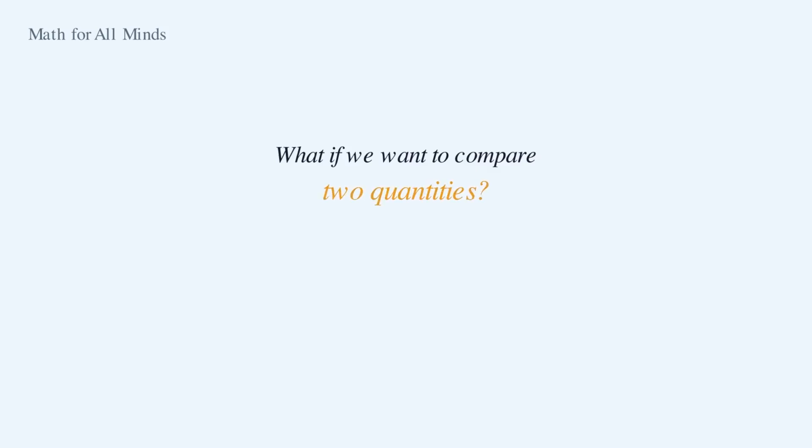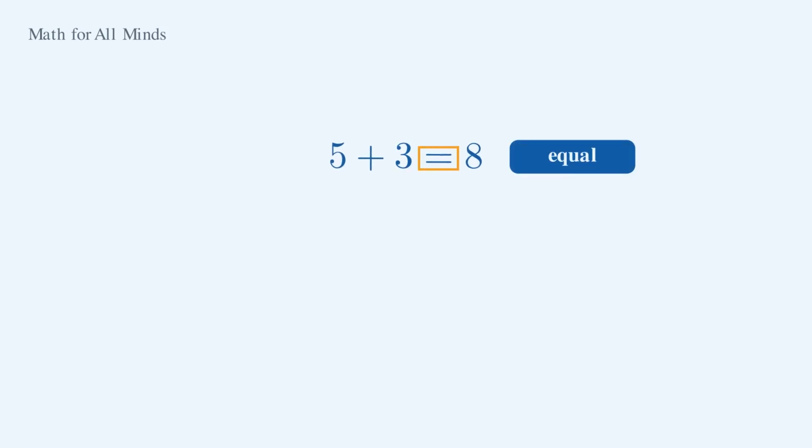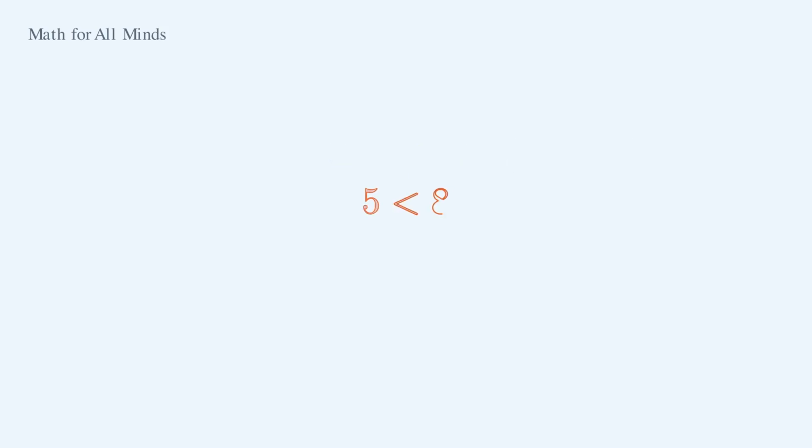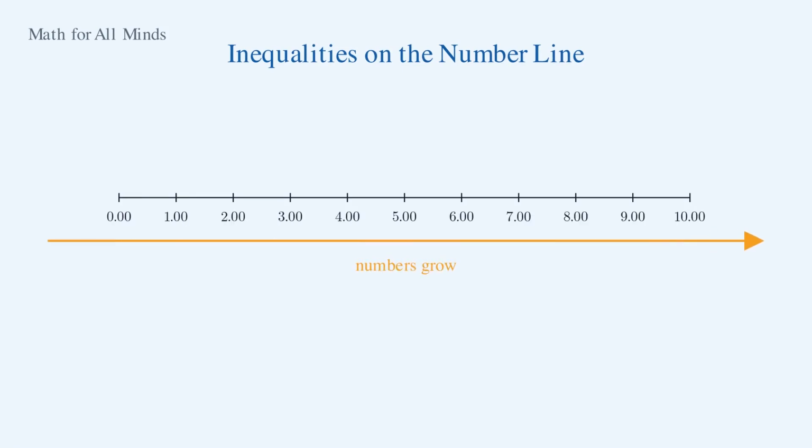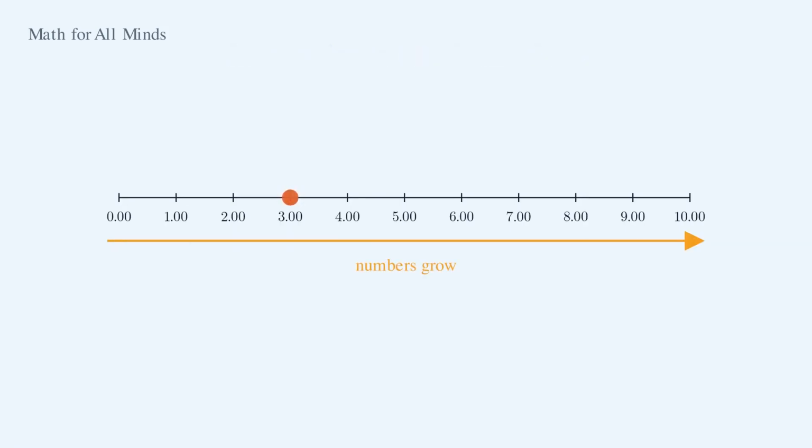Now, what if we want to compare 2 quantities instead of combine them? When 2 things have the same value, we connect them with an equal sign. When they don't, we use an inequality. The number line makes inequalities easy to picture. Numbers grow as you move right. So if A is less than V, that just means A sits to the left of V on the number line. If A is greater than V, then A sits to the right.